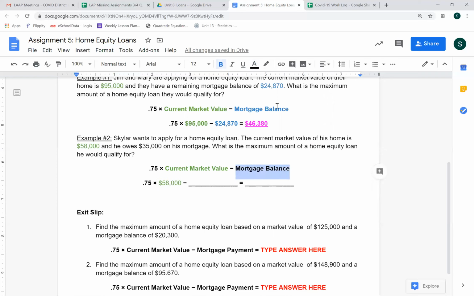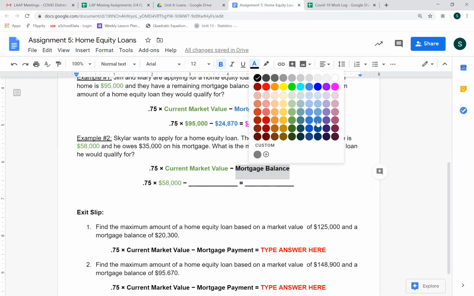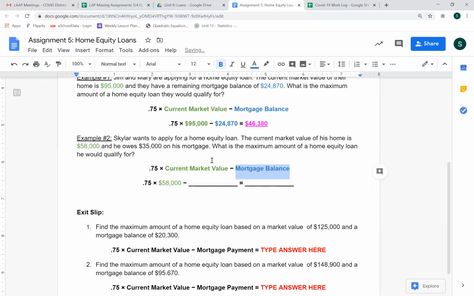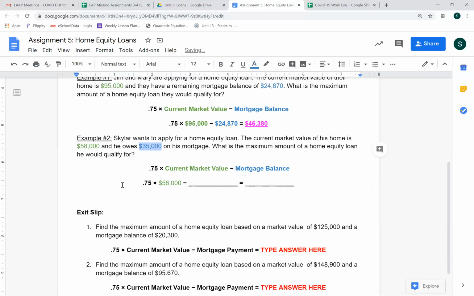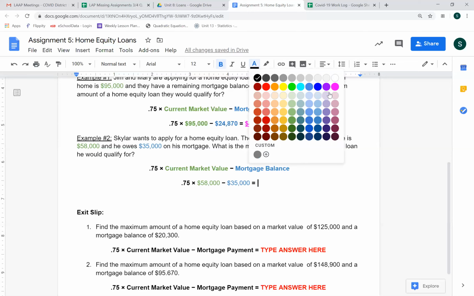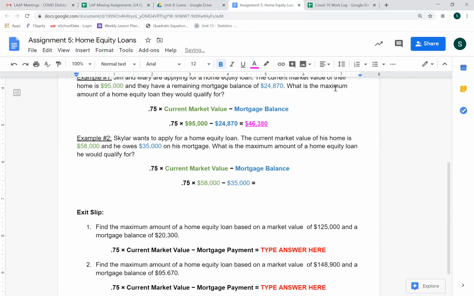Then I need to subtract the amount that he still has to pay on his house, his mortgage balance, which from this problem tells me he still owes $35,000 on his mortgage. So I plug that in there to subtract it. And then we just crank it through the calculator to get our final answer.